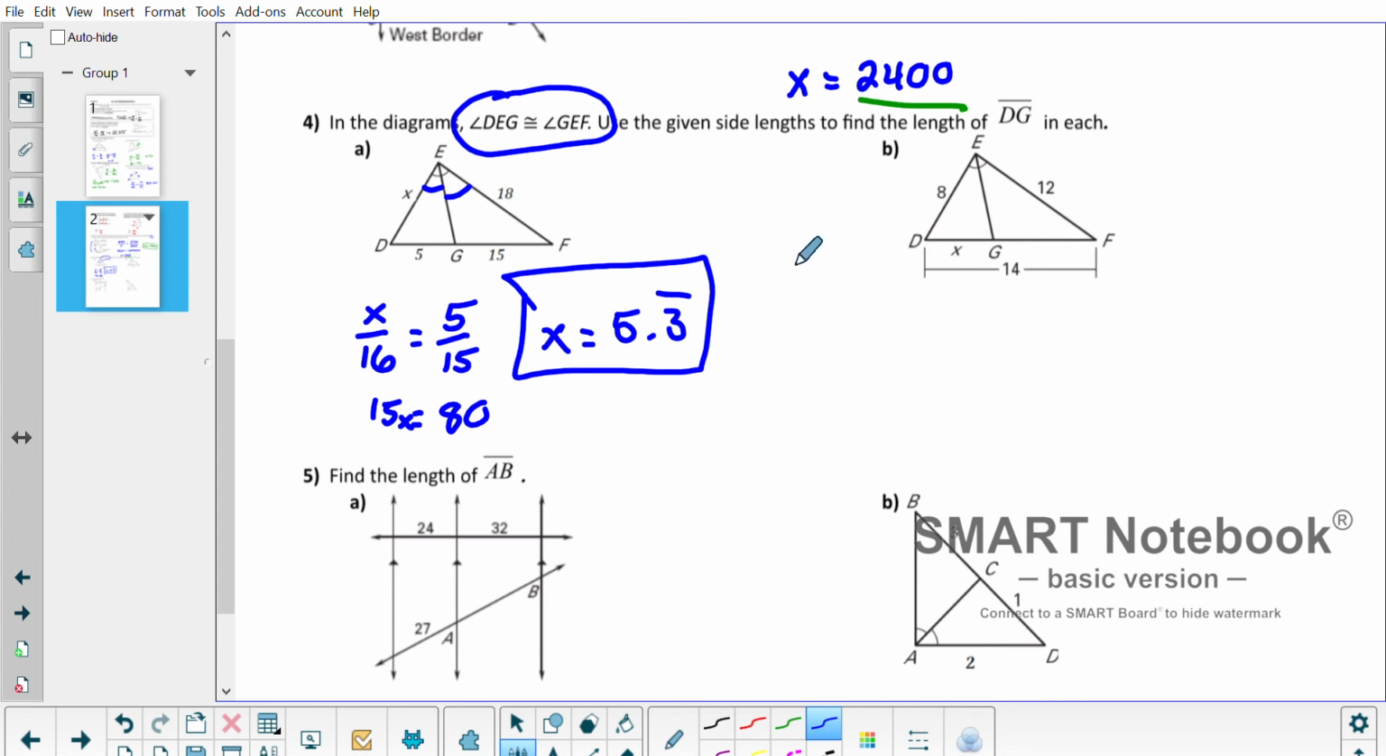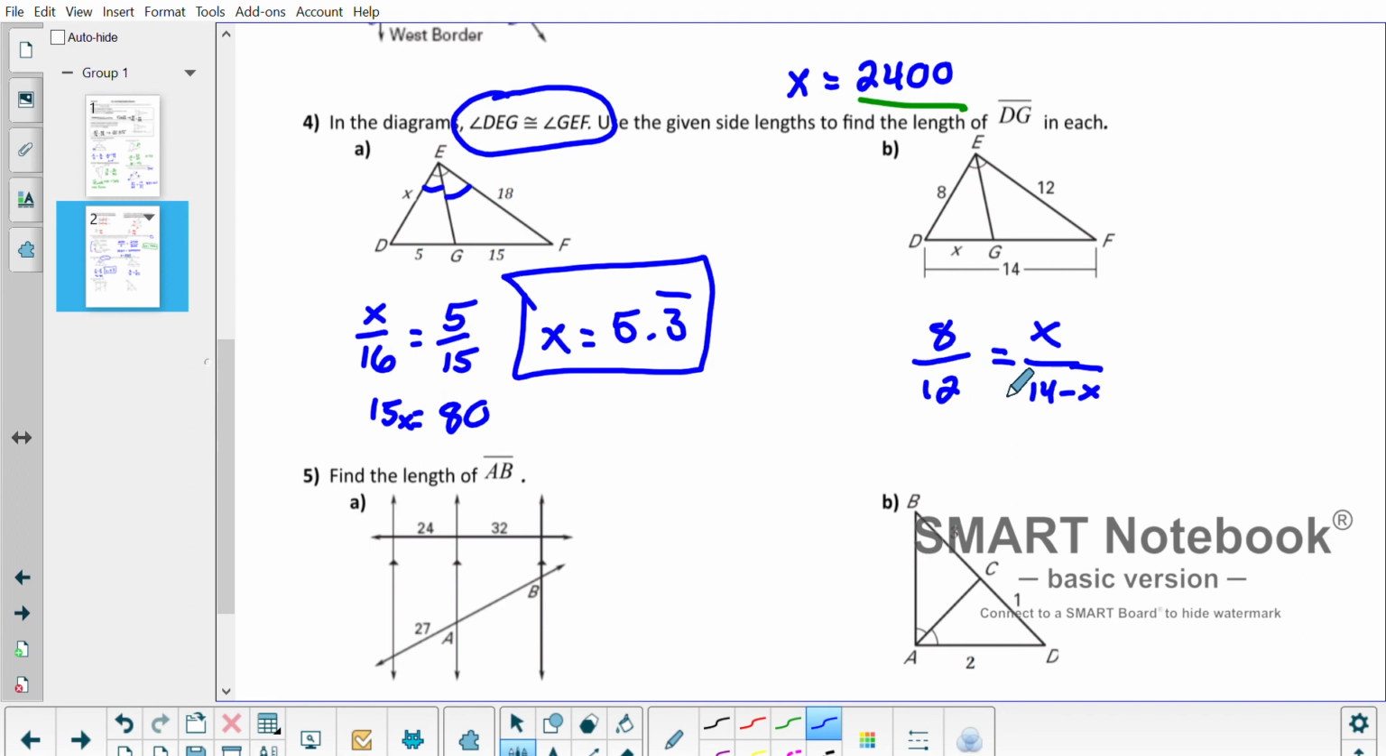Then here, if we set up this one, we're going to have 8 over 12 is equal to x over, now we don't have a value for GF, but we're given information here that's going to allow us to find GF. So we know the whole thing is 14 from D to F. We know D to G is x. We only want G to F. So if we take the whole 14 and we subtract the x that we do not need, it's going to leave us with GF.